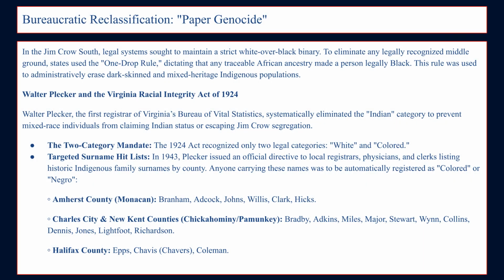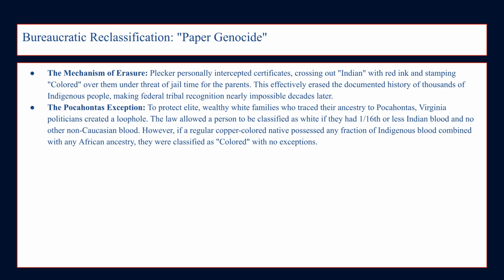Bureaucratic reclassification, sometimes called, quote, paper genocide, sought to eliminate legal recognition of indigenous identities. Virginia's 1924 Racial Integrity Act, led by Walter Plecker, is a key example of this system. This process involved the systematic removal of Indian labels from vital records. Notably, loopholes like the Pocahontas exception protected specific elite families while marginalizing others.